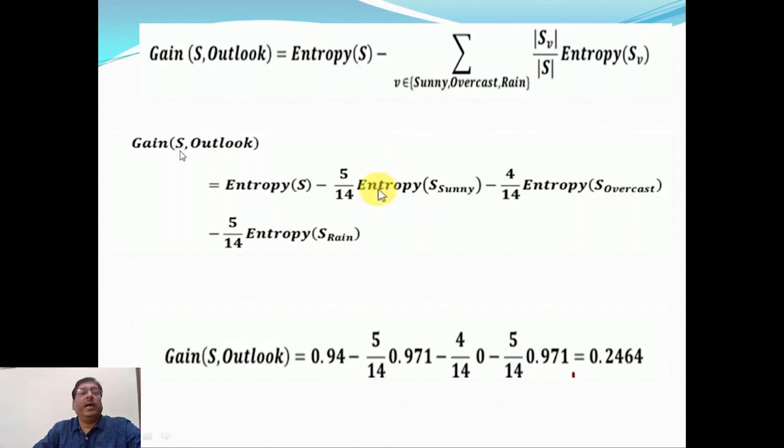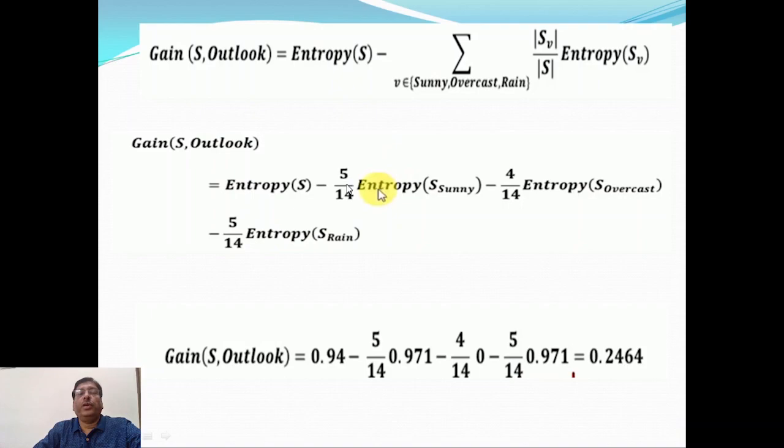So gain of S comma outlook, that is gain of S with respect to an attribute called outlook, is equal to entropy of S minus, what you are going to write? S_v by S. So you try to replace it with sunny now. How many times does sunny appear? You know, 5.